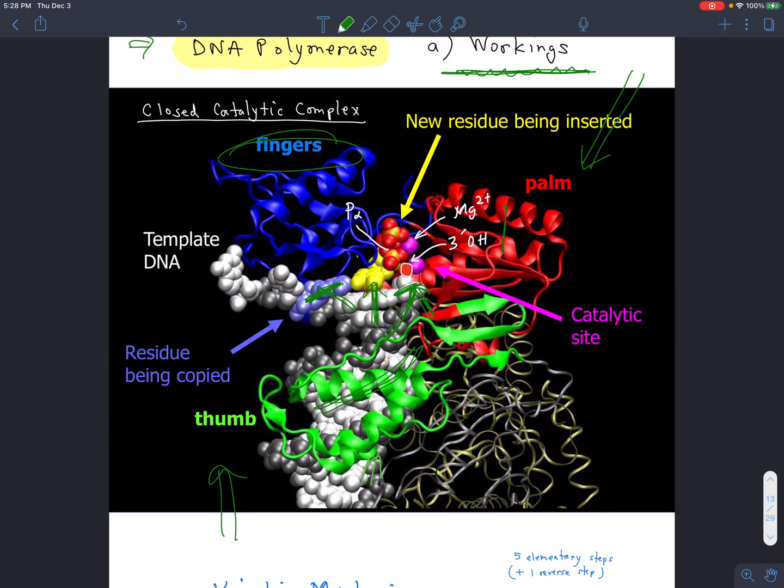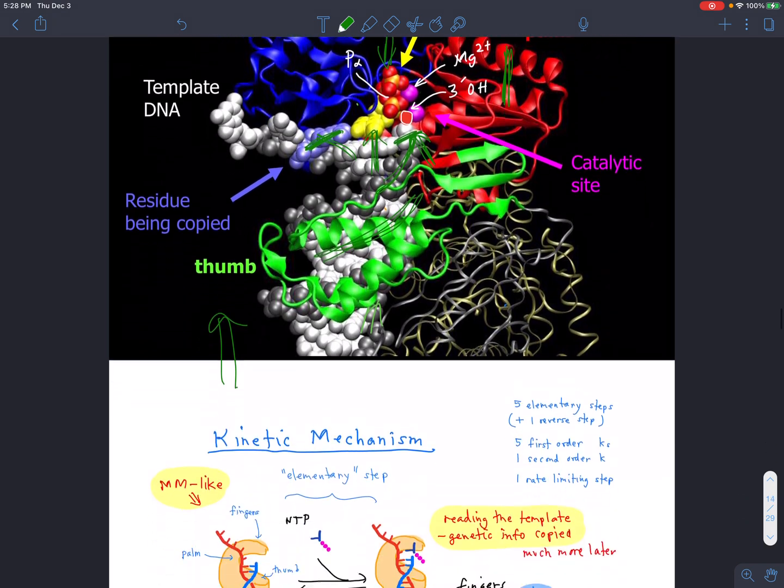There's the two catalytic magnesiums. We talked about their role just a minute ago, in fact. And there's this triphosphate group that basically provides the energy that drives this whole process forward, and so on.